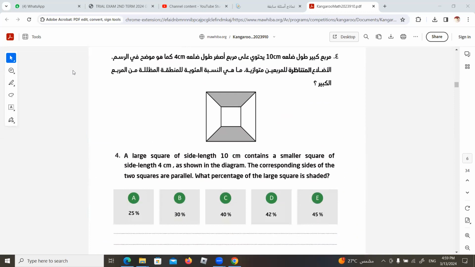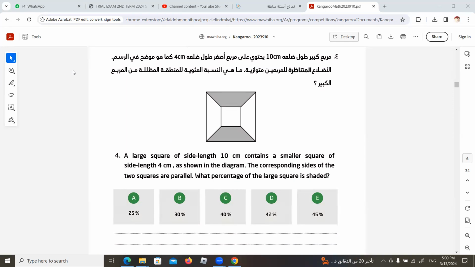In the next problem, it says a large square of side length 10 centimeters contains a small square of side length 4 centimeters. As shown in the diagram, the corresponding sides of the two squares are parallel. What percent of the large square is shaded? So I need the percent of the shaded region.